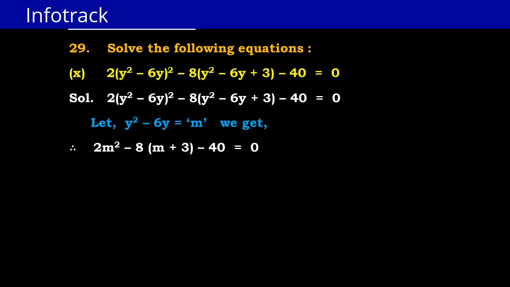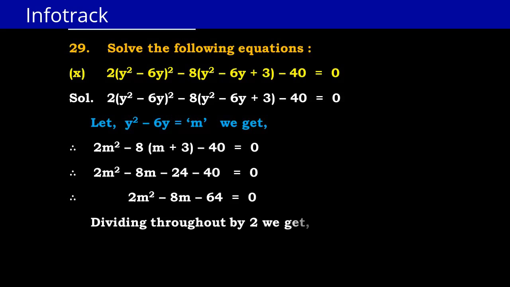So we can solve this bracket first. 2m square minus 8m minus 24 minus 40 is equal to 0. So 2m square minus 8m minus 64 is equal to 0. We can divide this equation throughout by 2. We get m square minus 4m minus 32 is equal to 0. So we can factorize this minus 32 so that you will get factors.